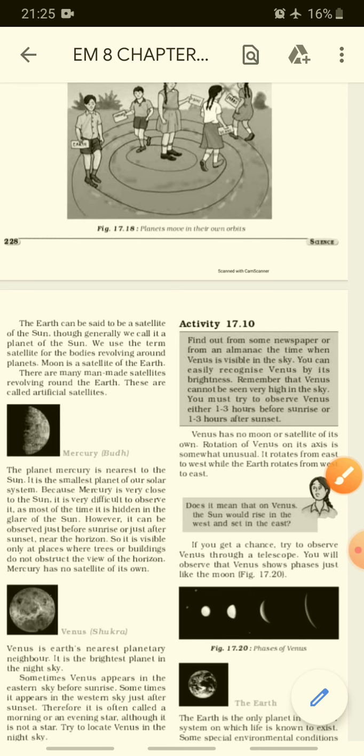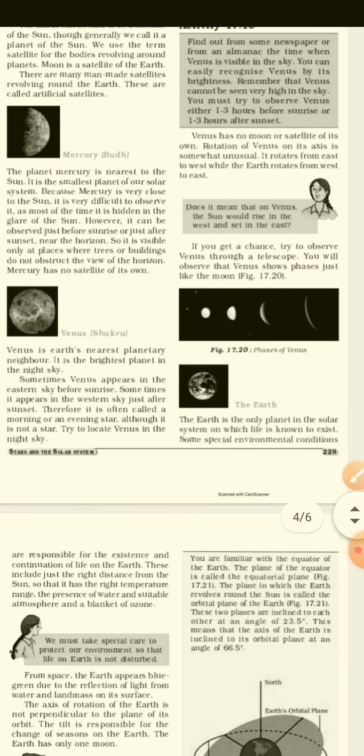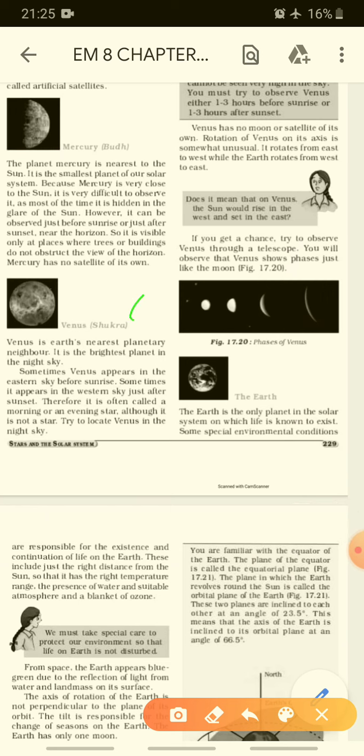The second is Venus. Venus is also known as the evening star or the morning star. Venus is Earth's nearest planetary neighbor. After Mercury, Venus is close to the Earth, so it is the brightest planet in the sky. We all know the pole star, right? It is also bright, but it has a definite place, always in the north direction.